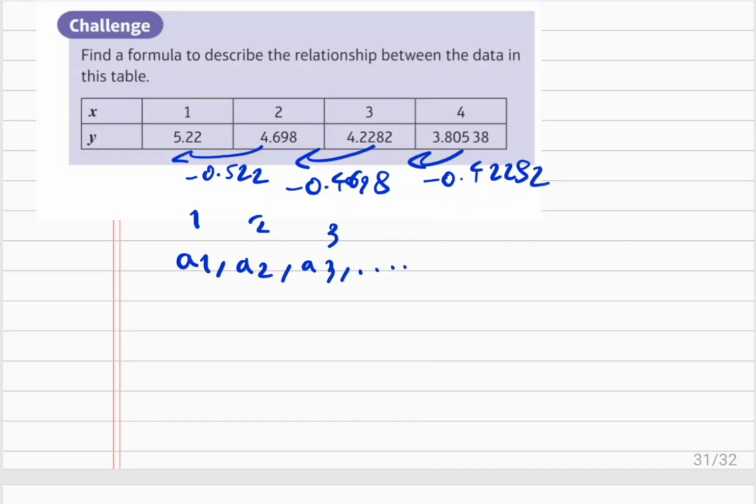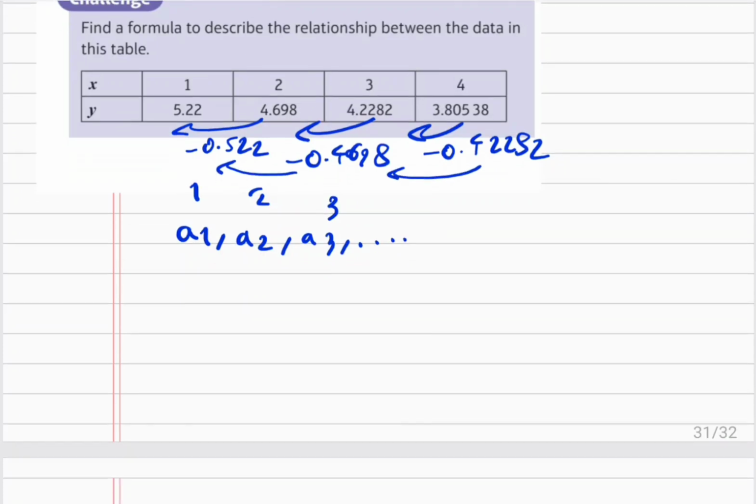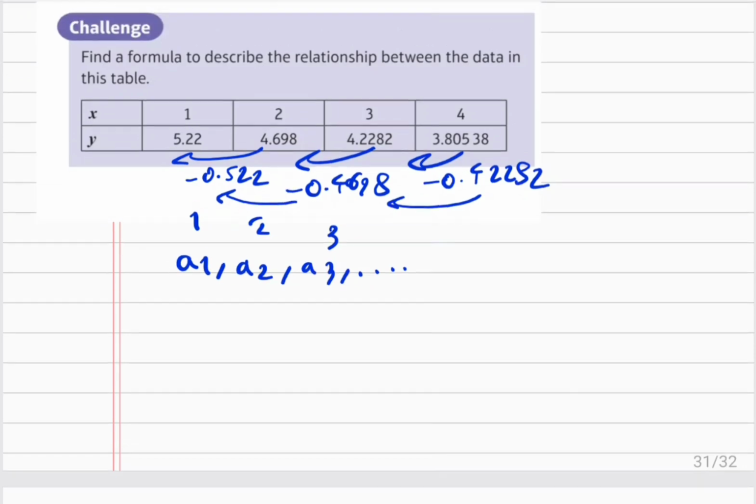And even if we subtract these again, we can already see that this is not going to give us a quadratic sequence, because the difference here is larger than the difference here. So it's not going to be a quadratic sequence either. But let's check for the geometric sequence.